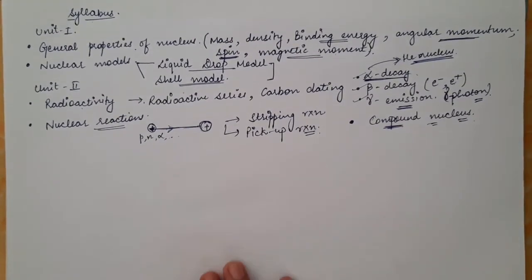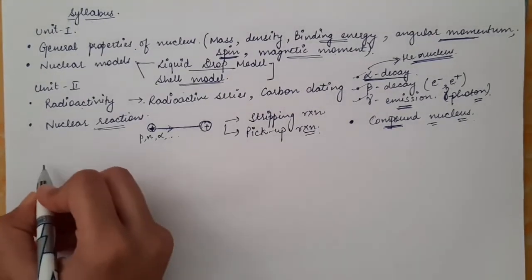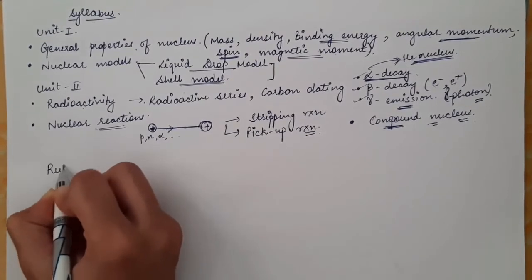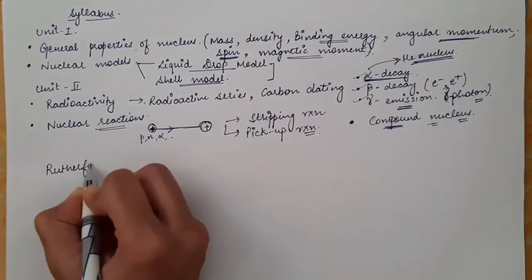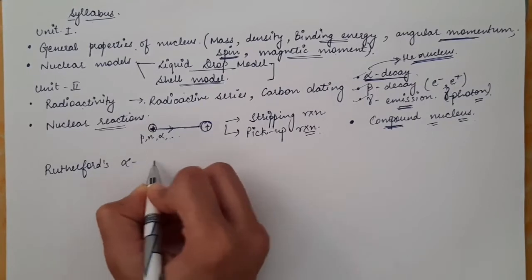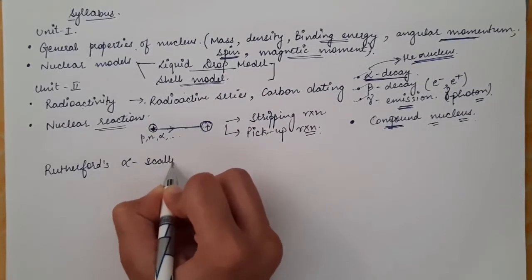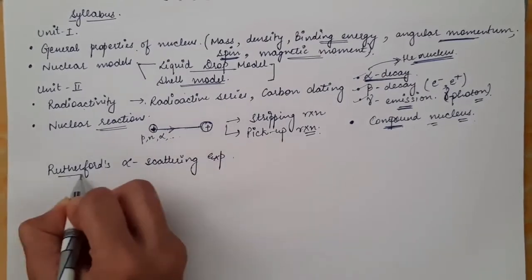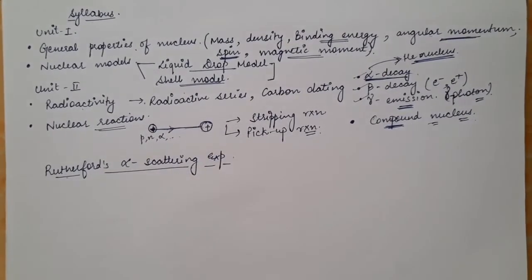So now we will be starting the first chapter. That is, we will be looking at the general properties of the nucleus. First of all, we will look at how the nucleus was discovered, and the nucleus was discovered in a very famous experiment, that is Rutherford's alpha scattering experiment, or it is also named Rutherford's gold foil experiment.